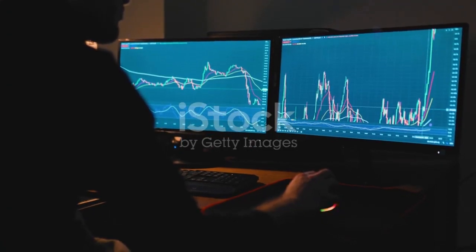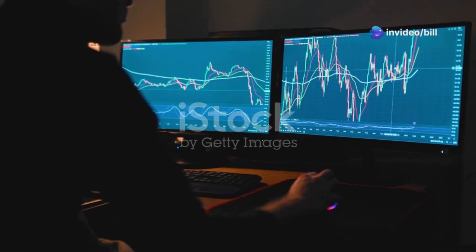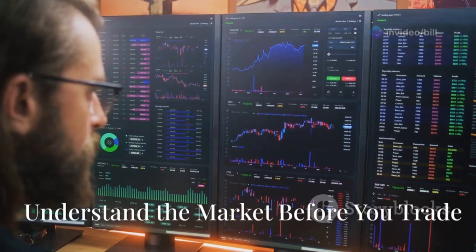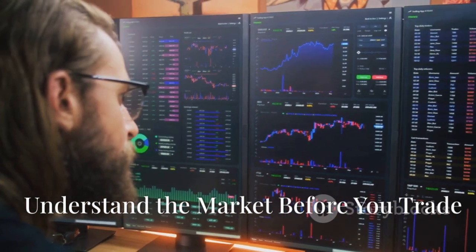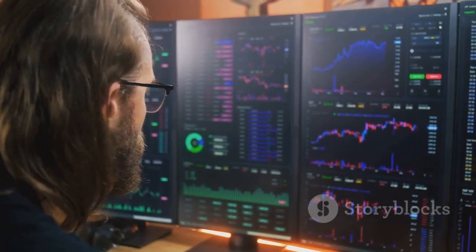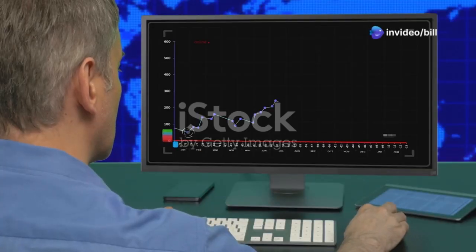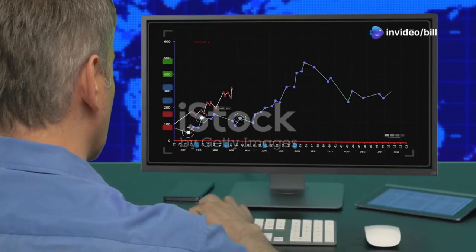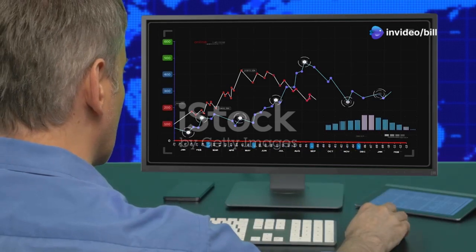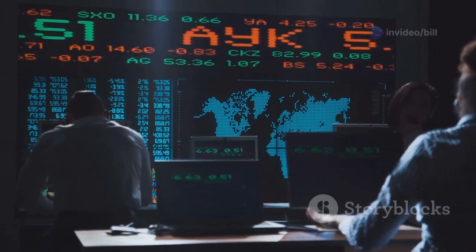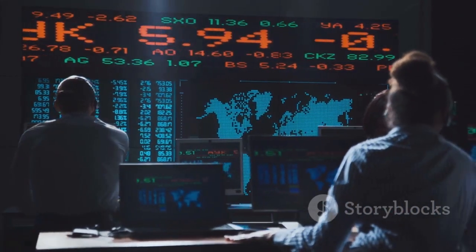Pro tip number 6, start small and scale gradually. For beginners or when exploring a new market, start with small trades. This allows you to, one, learn from mistakes, gain experience without risking large amounts of capital. Also build confidence, understand the market behavior, and refine your strategies. Then test strategies, experiment with different approaches to find what works best for you.